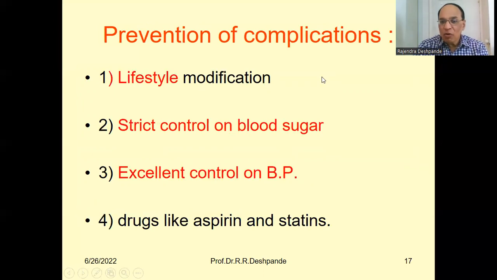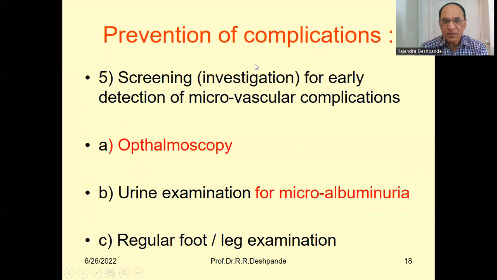Now, prevention of the complications. How can you prevent them? Yes, you can prevent these complications. It is in your hand. Lifestyle modification. Don't have a sedentary lifestyle. Always be working, walking, exercise, yoga, pranayama, everything. Strict control on the blood sugar. This is the most important part. Excellent control on blood pressure also. Drugs like aspirin and statins can be taken, or should be taken, with the prescription of a doctor.